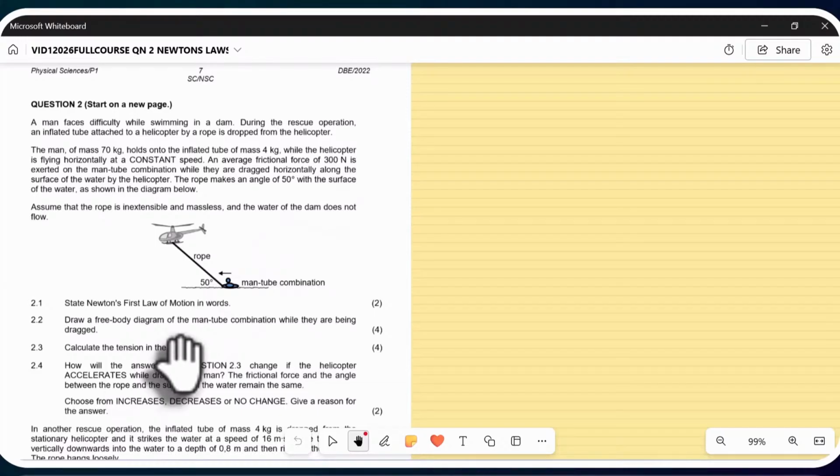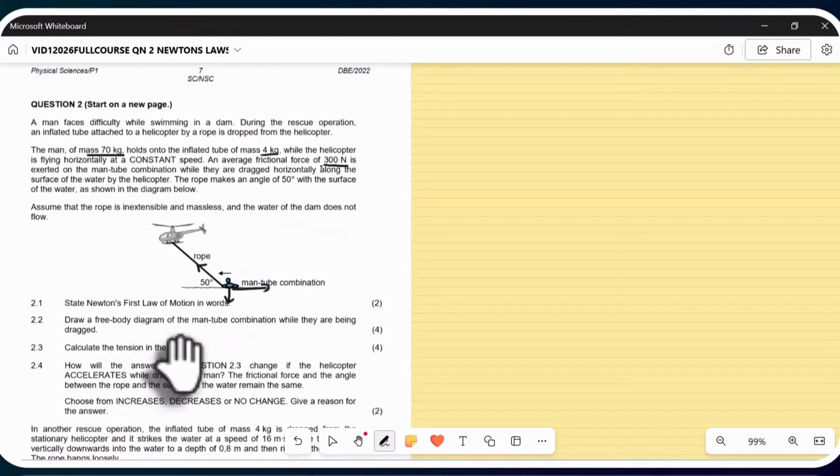Okay, so now here, you see we have frictional force, right, guys? So we have got frictional force, and then we have the man and the tube combination. The mass for the man is 70 kg, and the tube is 4 kg. Then we have this rope here. So there is a tension in the rope here, right? And then the man exerts what? The weight together with the tube combination. That's our Fg. Because it's going this way, then the frictional force must be opposing motion this way.